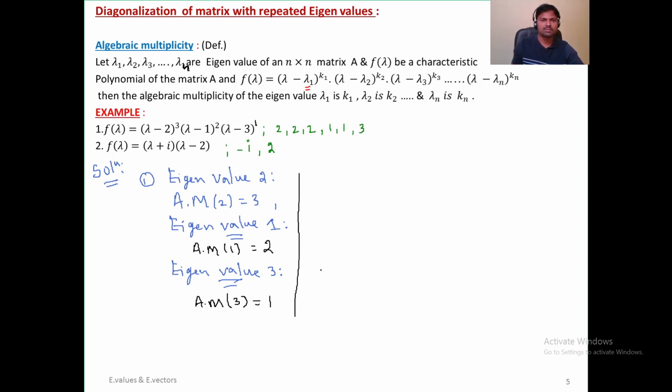Okay, similarly the second problem. The algebraic multiplicity of the eigenvalue minus i, how much? It is 1. Next, the algebraic multiplicity of the eigenvalue 2, how much? 1. Look at the powers, nothing is there, so the power is 1. So these are called algebraic multiplicities.